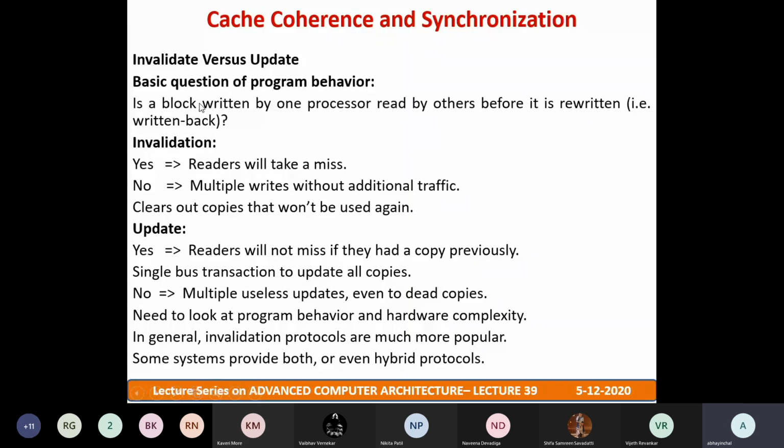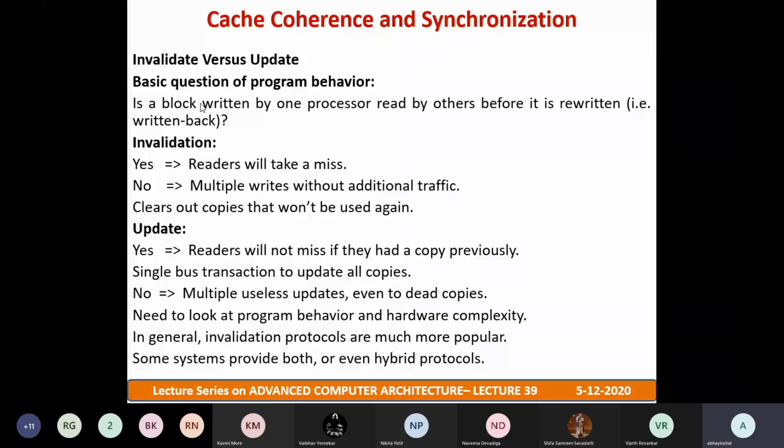The first and foremost basic question of program behavior is whether a block written by one processor is read by others before it is rewritten. What does that mean? If there is more than one processor, and one block has been written, while it is being written, is it possible for another processor to read it? That is the basic question of program behavior and where inconsistency occurs.